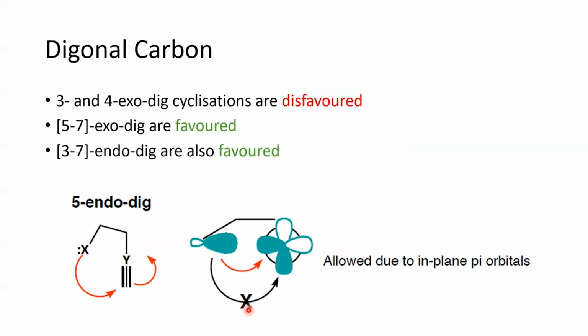Now on to digonal carbon. Both the 3 and the 4 exo-dig cyclizations are disfavoured, whereas 5 to 7 exo-dig are favoured, while 3 to 7 endo-dig are also favoured. And these are largely allowed because our triple bond gives us pi orbitals that are almost always correctly aligned towards our nucleophile, as shown here.